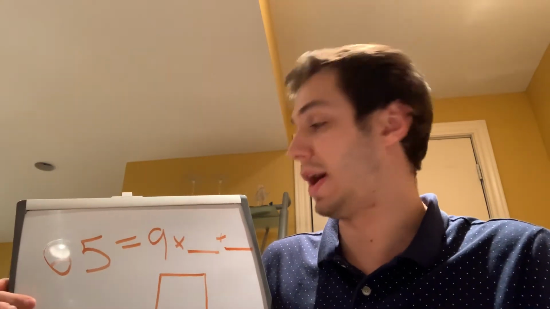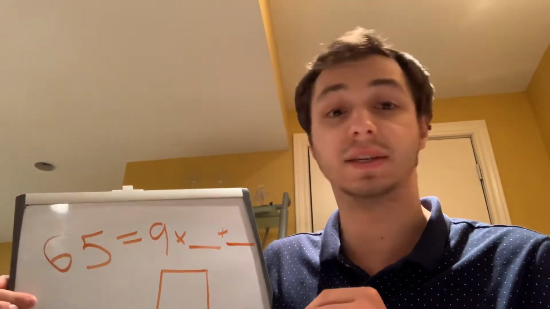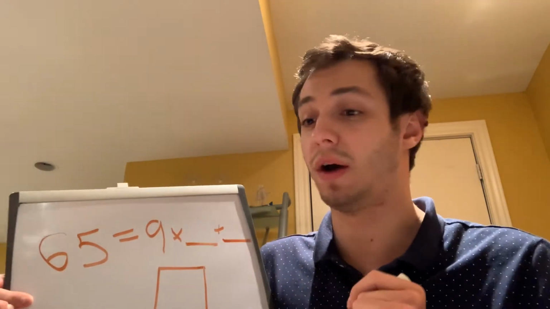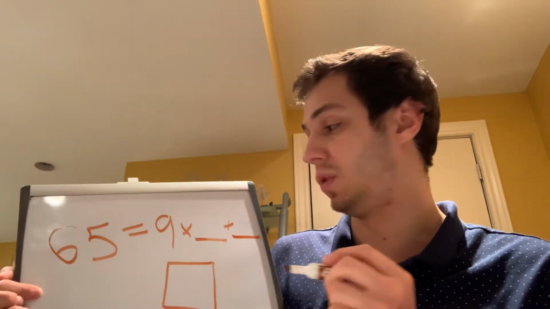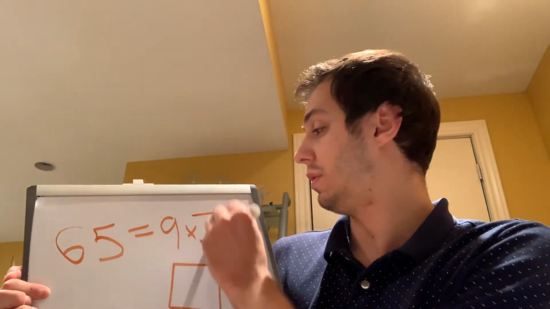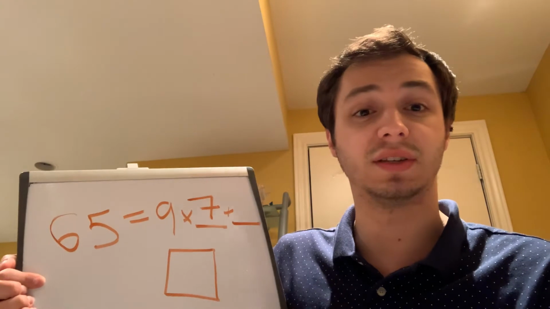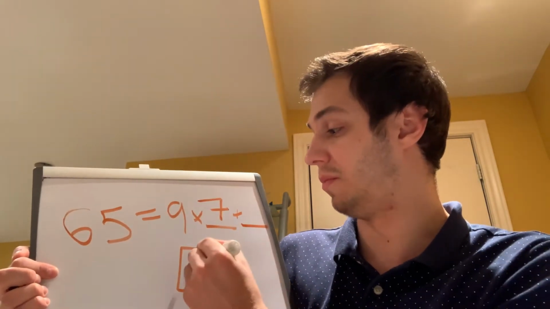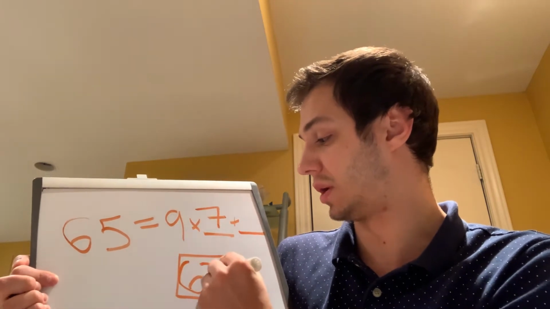We know that 9 multiplied by 8 is 72. That is a bigger number than 65, so that won't work. So let's try 9 multiplied by 7. Right? 9 multiplied by 7 will give us 63. 63 is less than 65, so that number will work. I'll put that number in the box underneath.